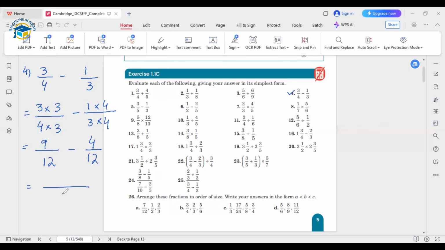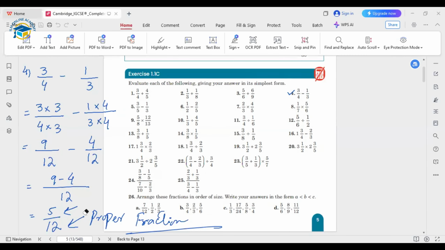Similarly, you can write down the 12 one time as I got the similar denominator, and from 9 you can simply subtract 4. 9 minus 4 comes to 5 by 12. As 5 is smaller and 12 is the greater number, it means that this is a proper fraction. So there isn't any need to change the proper fraction into anything else. This will be your answer, 5 by 12.